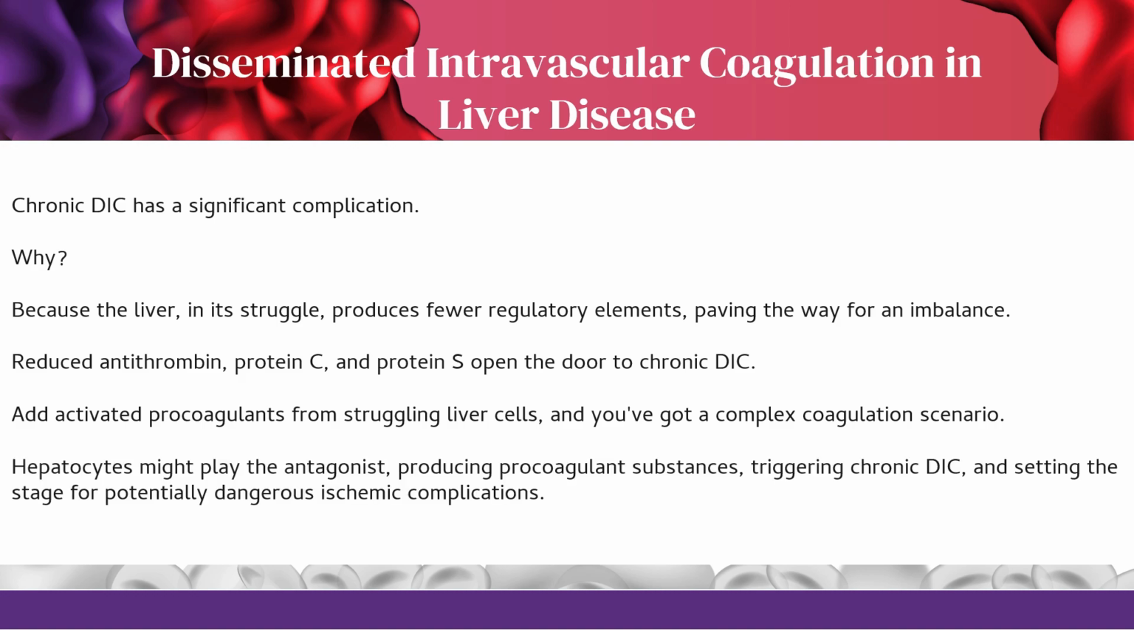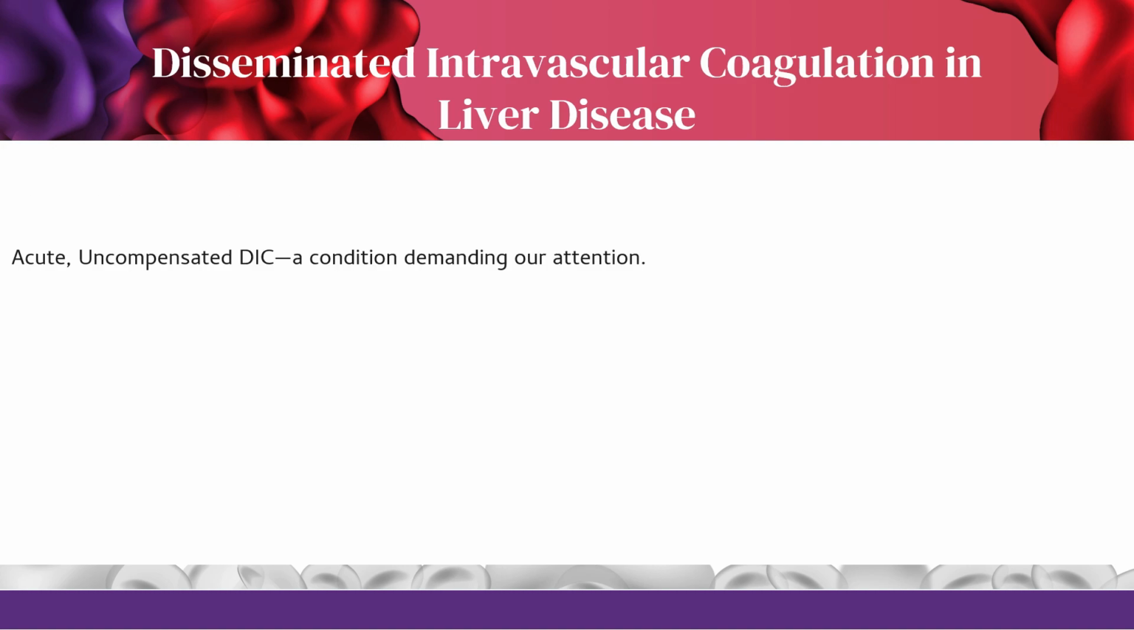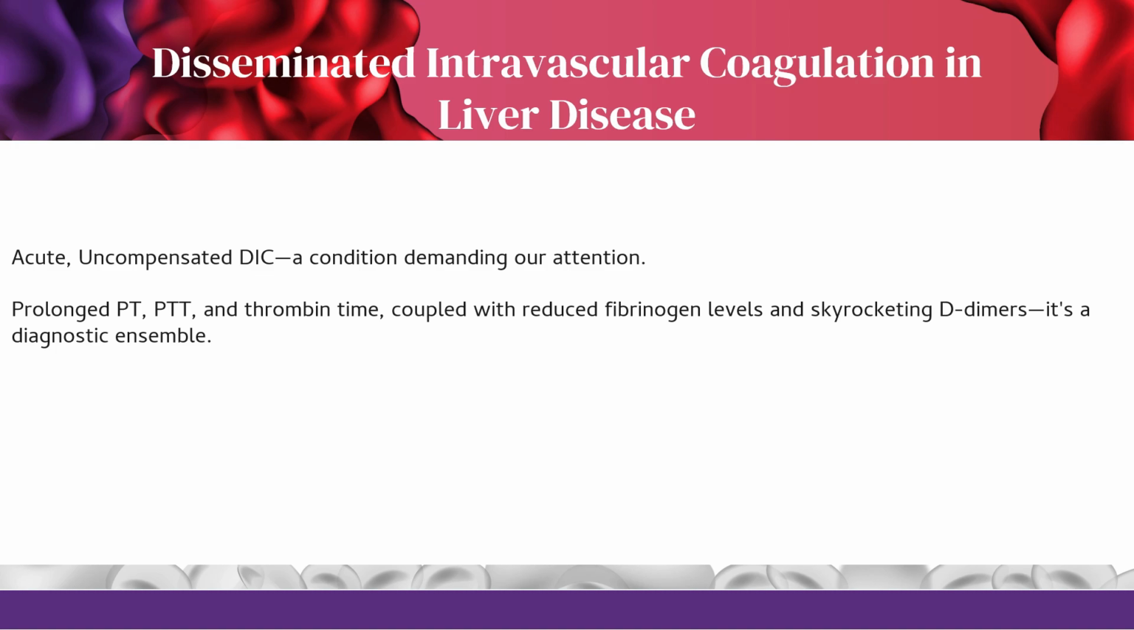The plot thickens in cases of liver cancer. Hepatocytes might play the antagonist, producing procoagulant substances, triggering chronic DIC, and setting the stage for potentially dangerous ischemic complications. Now, let's fast forward to acute, uncompensated DIC, a condition demanding our attention. Prolonged PT, PTT, and thrombin time, coupled with reduced fibrinogen levels and skyrocketing D-dimers, it's a diagnostic ensemble.